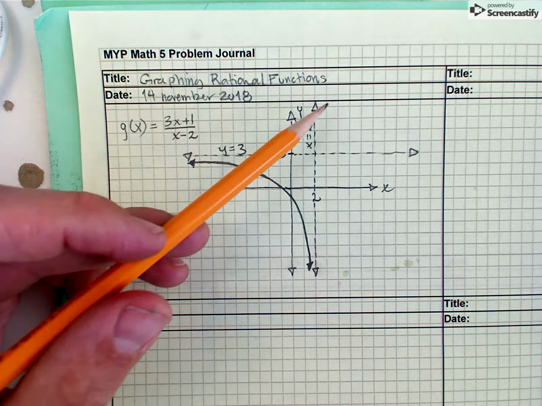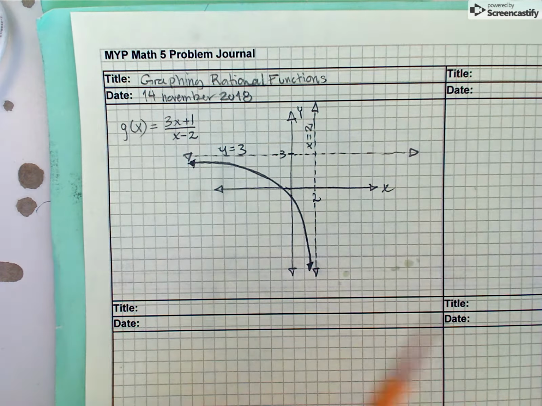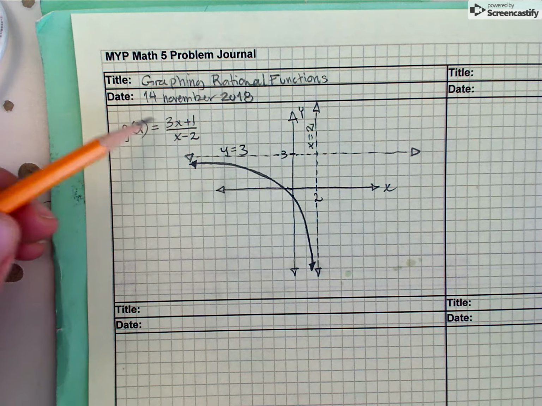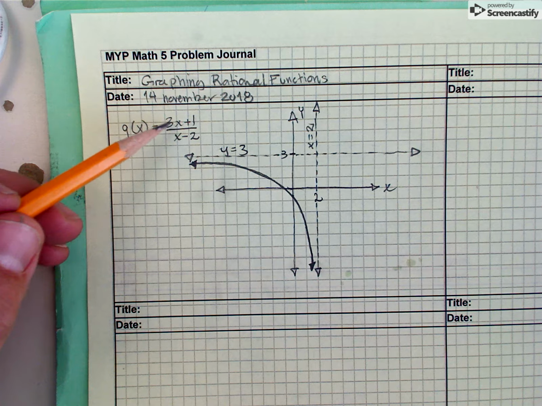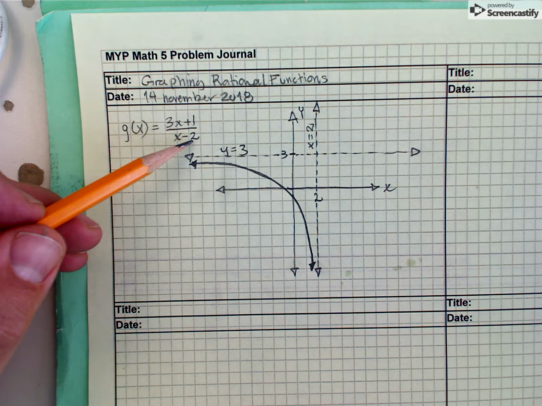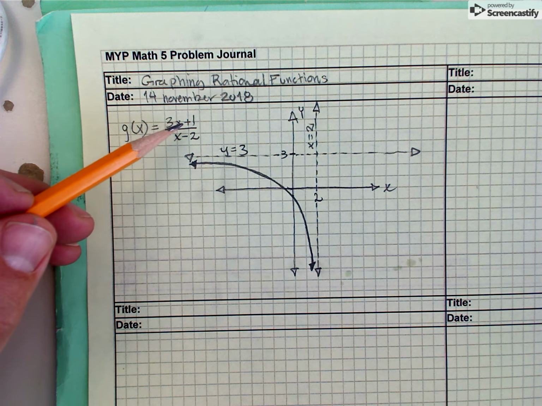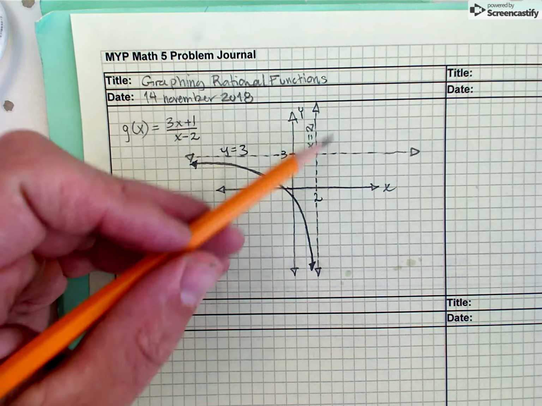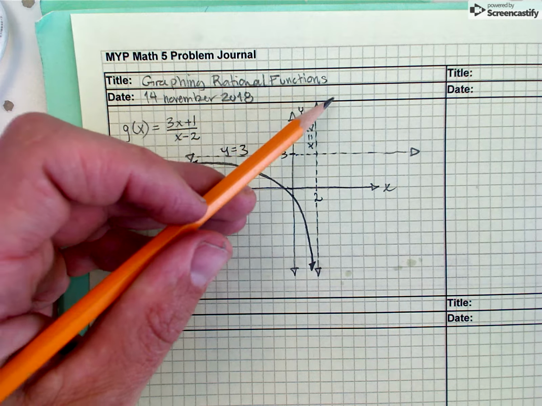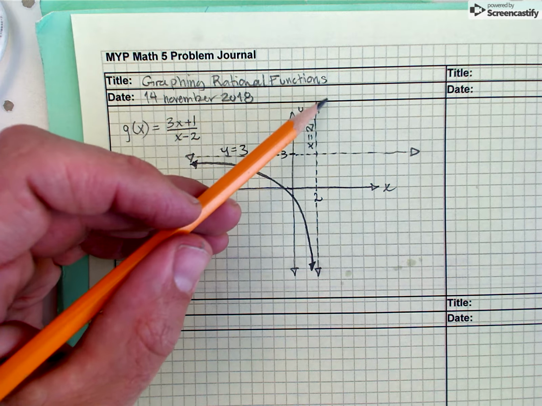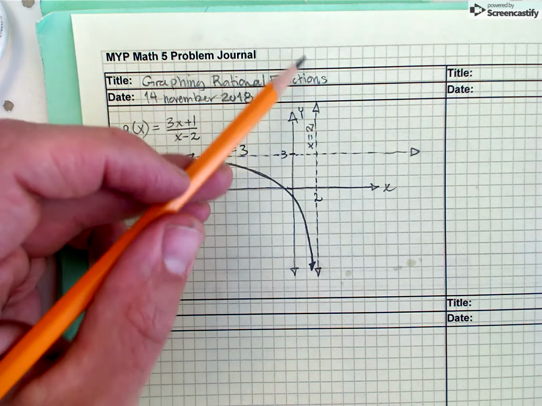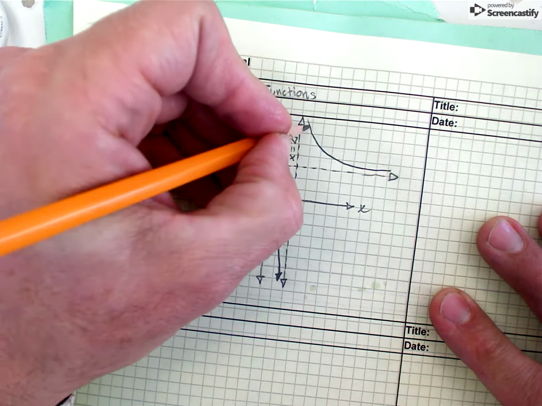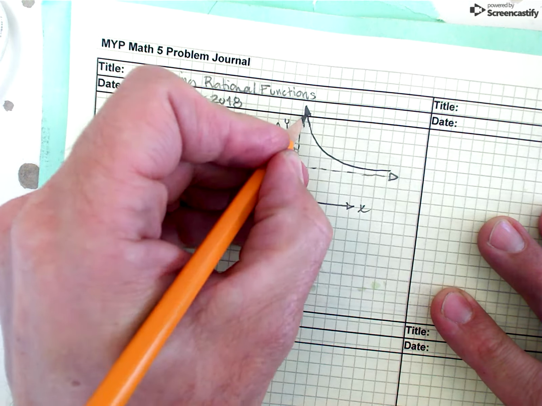So instead, let me just think of a number that's on this side of my graph, like x equal to 3. And let me plug that in. When I plug 3 in for x, I get 9 plus 1, that's 10, divided by 3 minus 2, that's 1. So 10 divided by 1 is 10. So when I put x equal to 3 into this function, I get y equal to 10, something up here. So that indicates that my curve is going to be up in this quadrant. So I'm just going to sketch that in. It's going to kind of move in this direction.